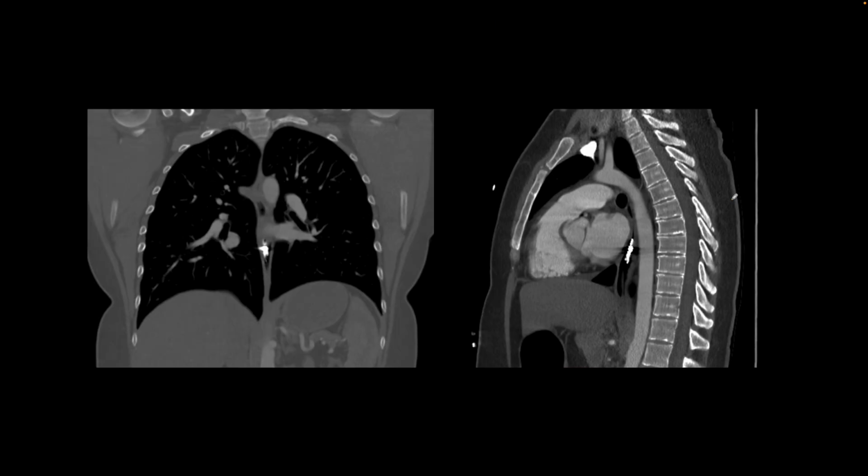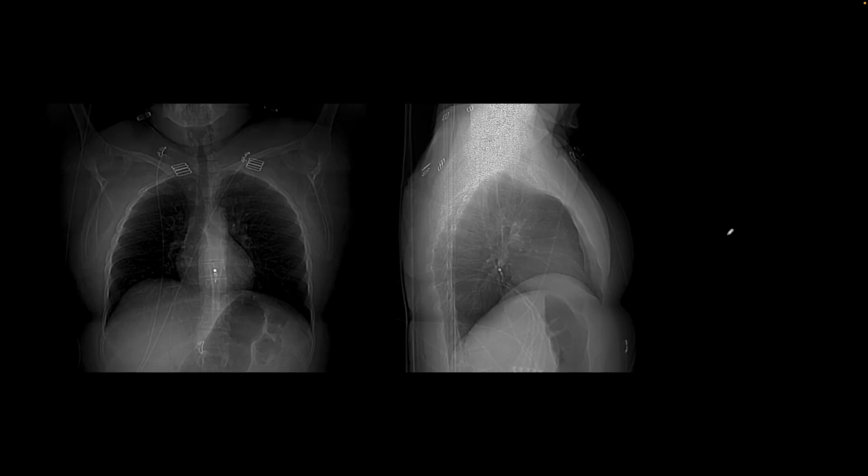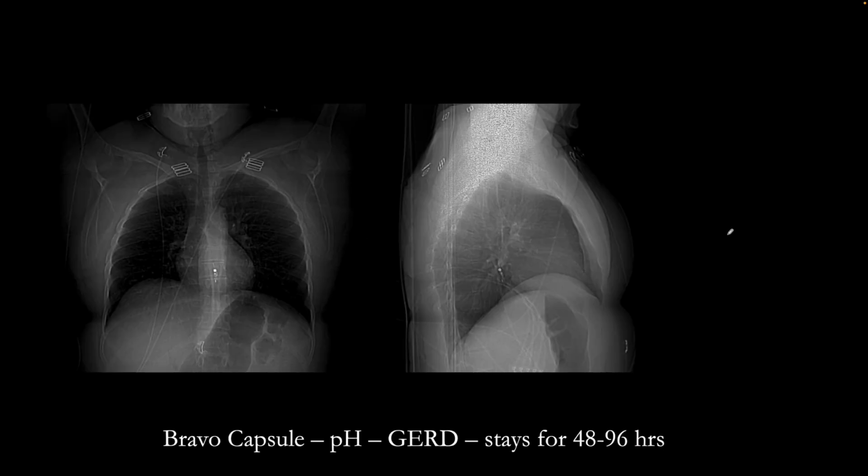This is our next patient. They underwent a CT of the chest, and the finding is incidental. This high attenuation focus is seen in the mid-esophagus, almost looking like a foreign body, but going through the records showed that they had a device called Bravo capsule.